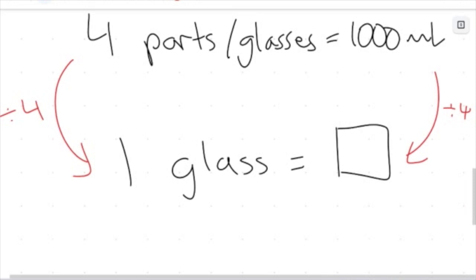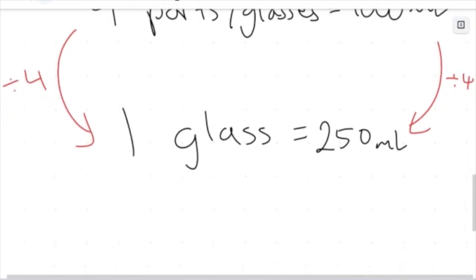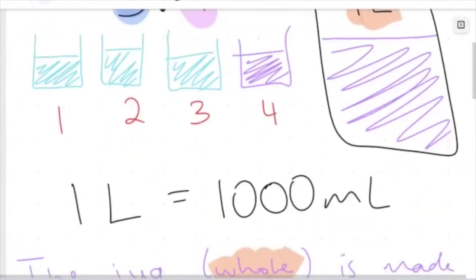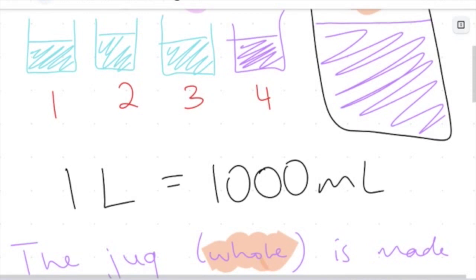So dividing both sides by 4 gives me that 1 glass equals 1,000 divided by 4, which is 250 milliliters. So that means that in each of my glasses, there were 250 mils.